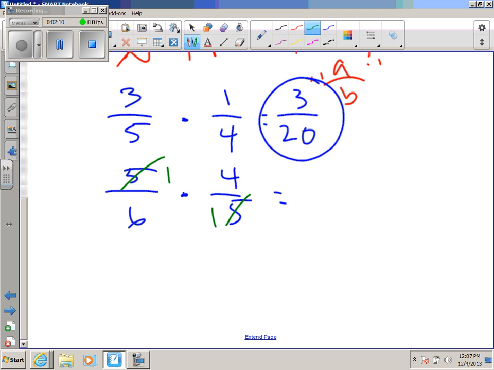So 5 and 5 both have 5 I can divide them by. 4 and 6, they're both even. So 2 and 3. 1 times 2 is 2. 3 times 1 is 3. 2/3 is in simplest form. Okay? Any questions on the regular fractions?